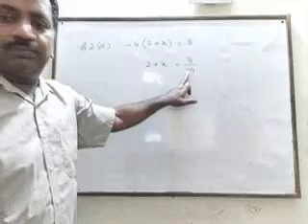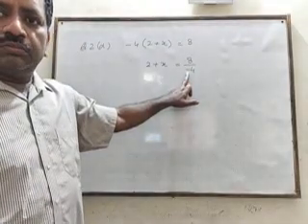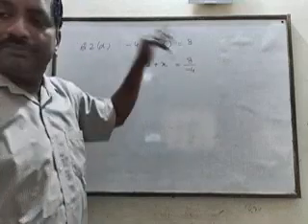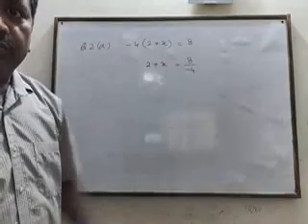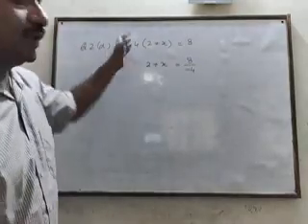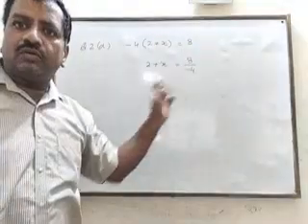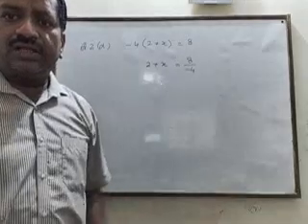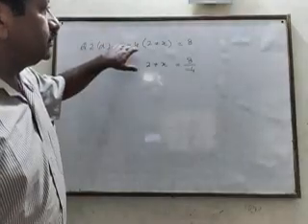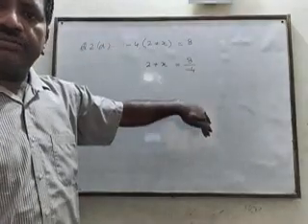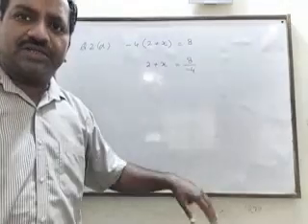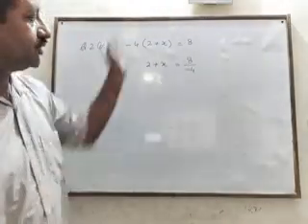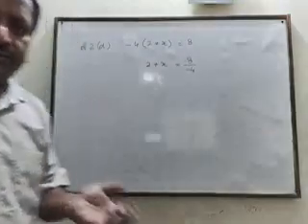Don't make it plus 4. Most of the children make this mistake. They take it to the right hand side and make it plus 4. That is wrong. Either it will go in the plus or it will go in the division, but both works will not be done together. It means you should not take it to the division and also change its sign. That is wrong. Only one of the two will happen: either it goes in as positive or it goes in the division.